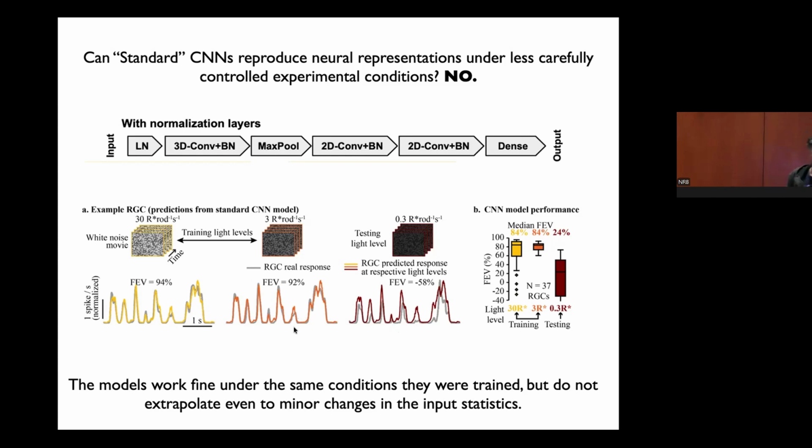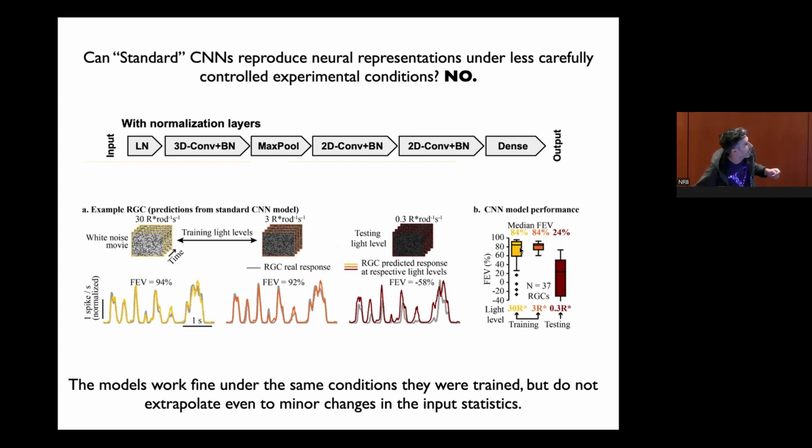If you train on 30 and 0.3, does it generalize to 3? Yeah, so all the different permutations of training and testing light levels are included in our paper. The best of those conditions is the one where you train on 30 and 0.3 and test on 3, because you're interpolating between known training data points. And the worst case is this one where you try to extrapolate to a lower light level. Yeah, good question.